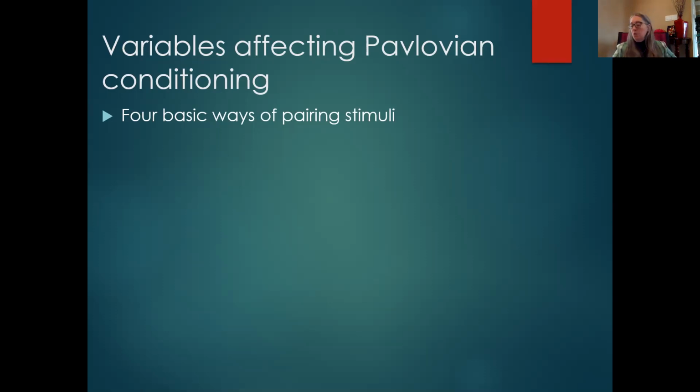So one of the key ones, one of the most powerful ones, is how you pair the CS and the US, how you pair the metronome and the food. And there are 4 basic ways to pair it. They give you a diagram on page 67 in your textbook that I think is useful looking at as we go through these.